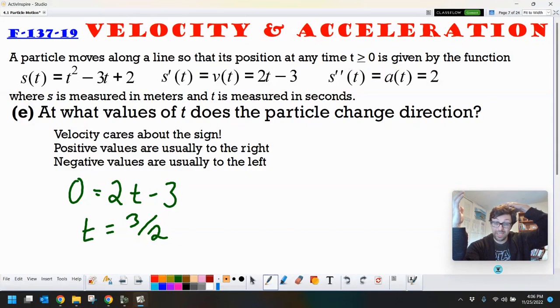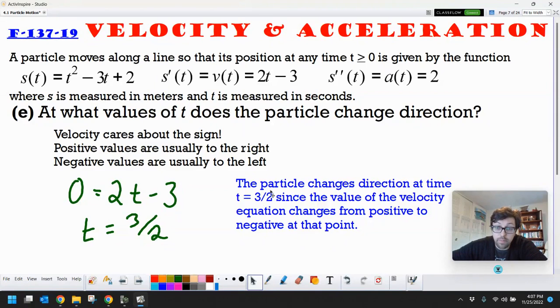And if I think about a linear, anything less than 3 halves is going to be a negative value, and anything greater than that is going to be a positive. So that is the time that the particle changes direction. So to answer, we would say the particle changes direction at time t equals 3 halves, since the value of the velocity equation changes from positive to negative at that point.